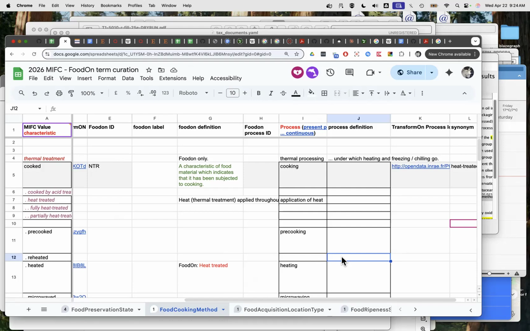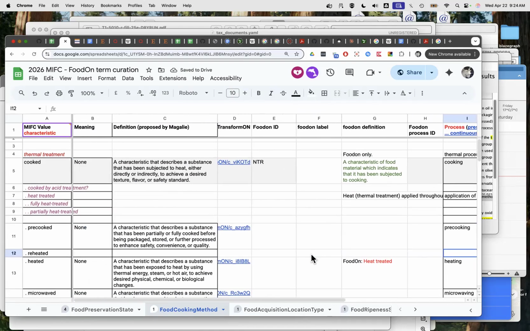So heat treatment applied to a previously heat treated material. It's going to be something like that. Awkward as it is, but the computers understand it. Okay. So then the question is whether heated is actually just a synonym for heat treated.